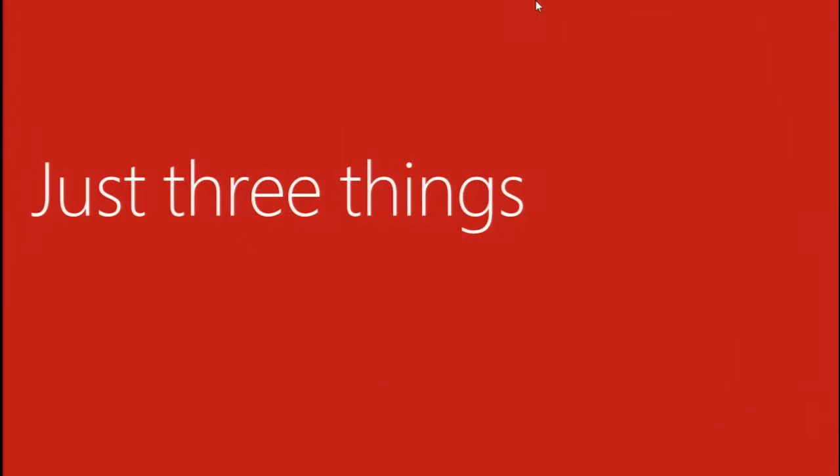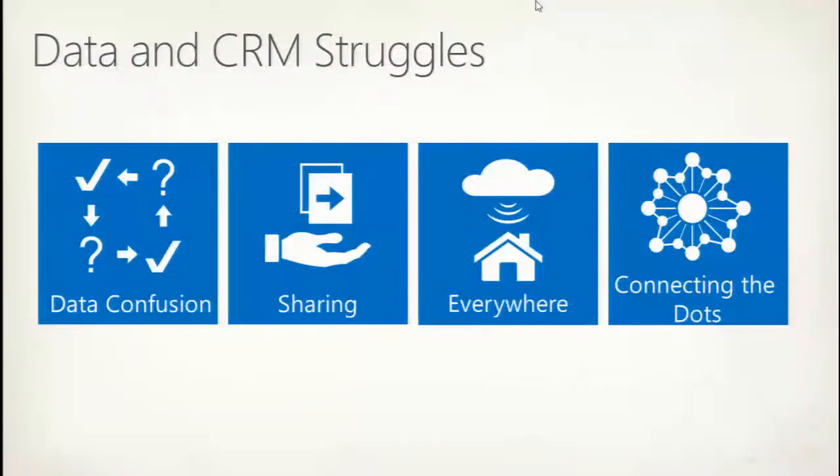Now, this is where we're going to start breaking into the three things, okay? And the three things that we want to start out with are data and CRM. There's a struggle here, and the struggle is really around data confusion. This is one of the big blockers for business intelligence overall, and I'll address how we actually solve this in just a second. But when you look at data confusion, really the issue here is the single source of truth.